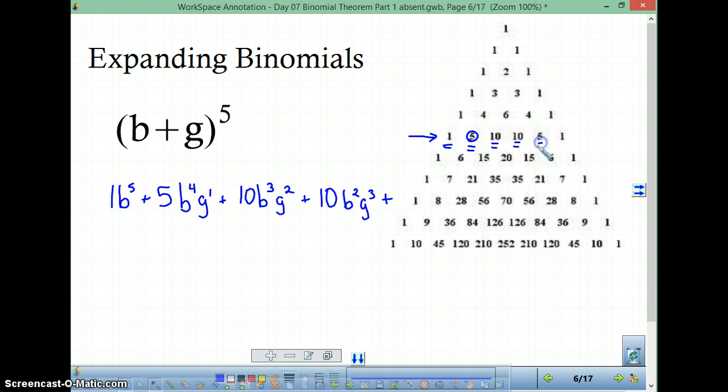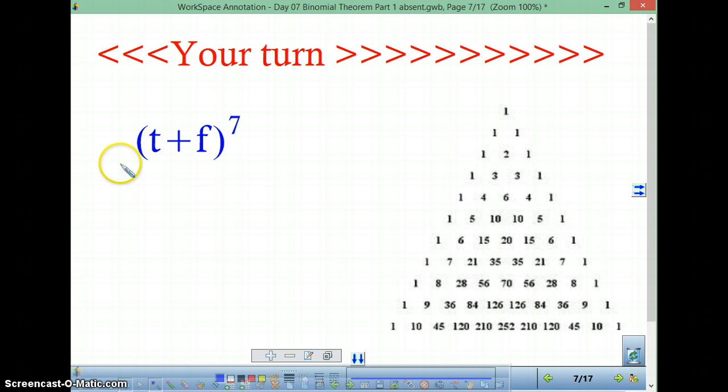Now I keep going. Next coefficient is 5. B. Okay, now I'm down to just b to the first power. I can just leave that as b times g to the 4th power plus last coefficient, 1 g to the 5th power. You notice it's symmetric. The exponents of the b's are decreasing. The exponents of the g's are increasing from 0 to 5. And my coefficients came from Pascal's triangle.